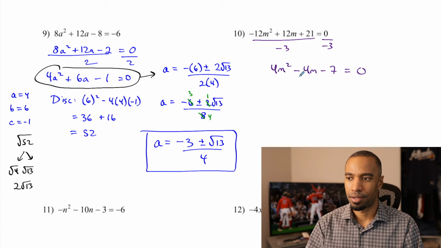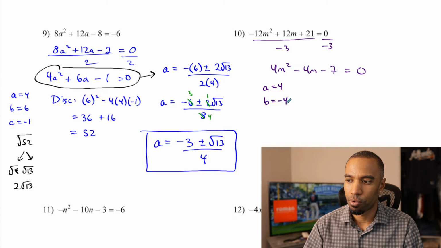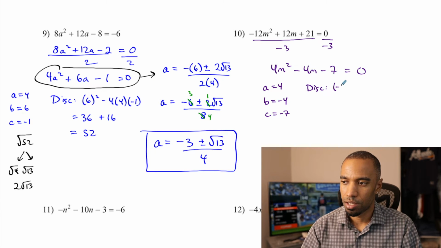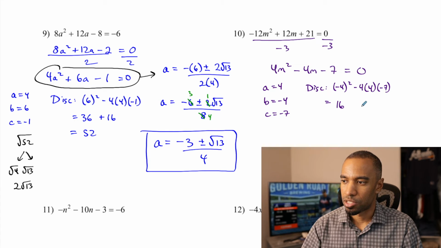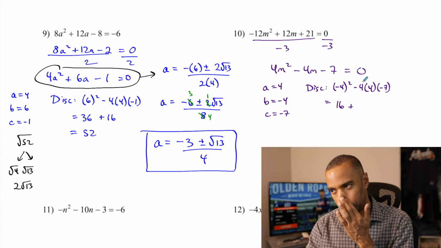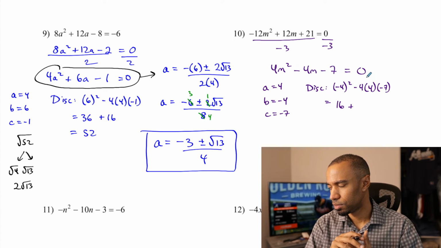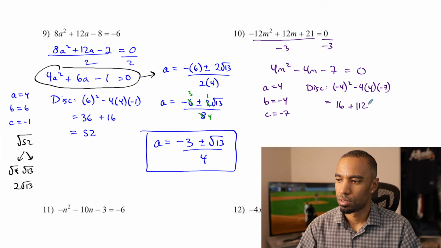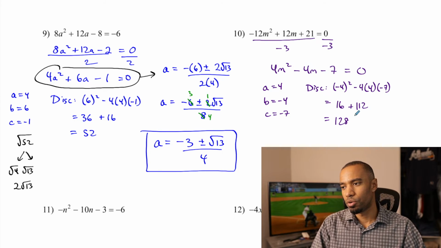But let's go ahead and do the discriminant aspect here. A is 4, B is negative 4, and C is negative 7. So the discriminant here will be b squared minus 4ac, which is a positive 16. Minus negative is a plus, and then 16 times 7 is 112. So that's going to be 128.